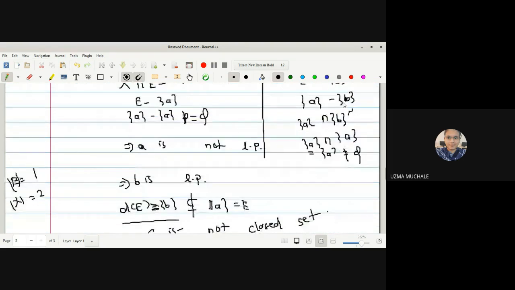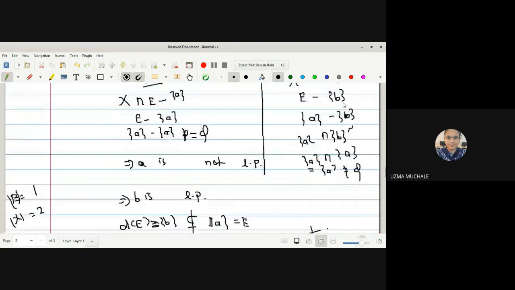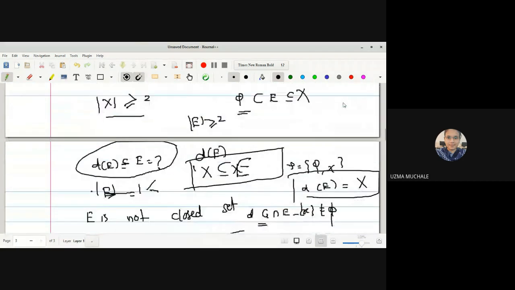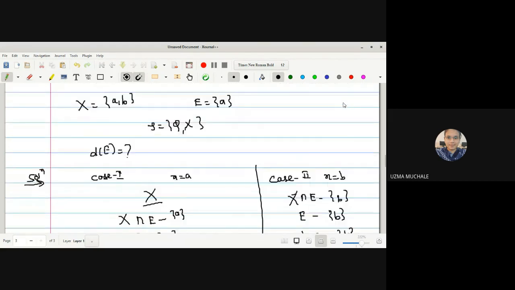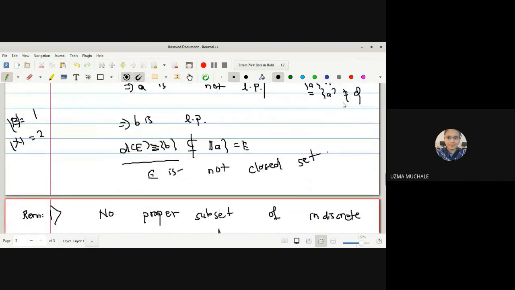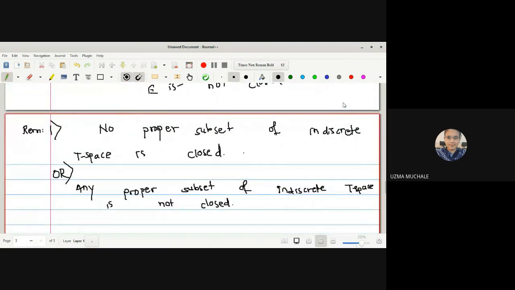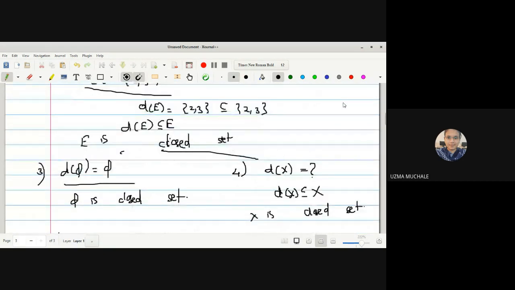So in this case, we have got again that E is not a closed set, because in the earlier case also, where cardinality of E is greater than or equal to 2, we get that E is not a closed set. And if cardinality of E is equal to 1, then also we have E is not a closed set. And what is E? E is any proper subset, right? Because we have selected E to be any proper subset of X.